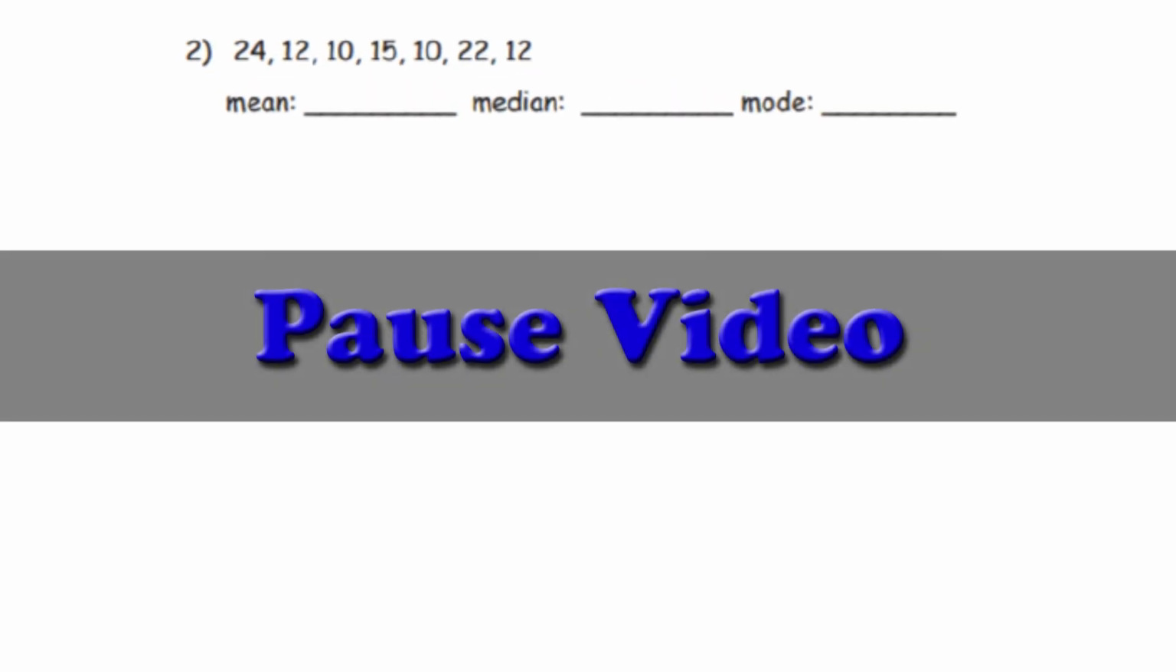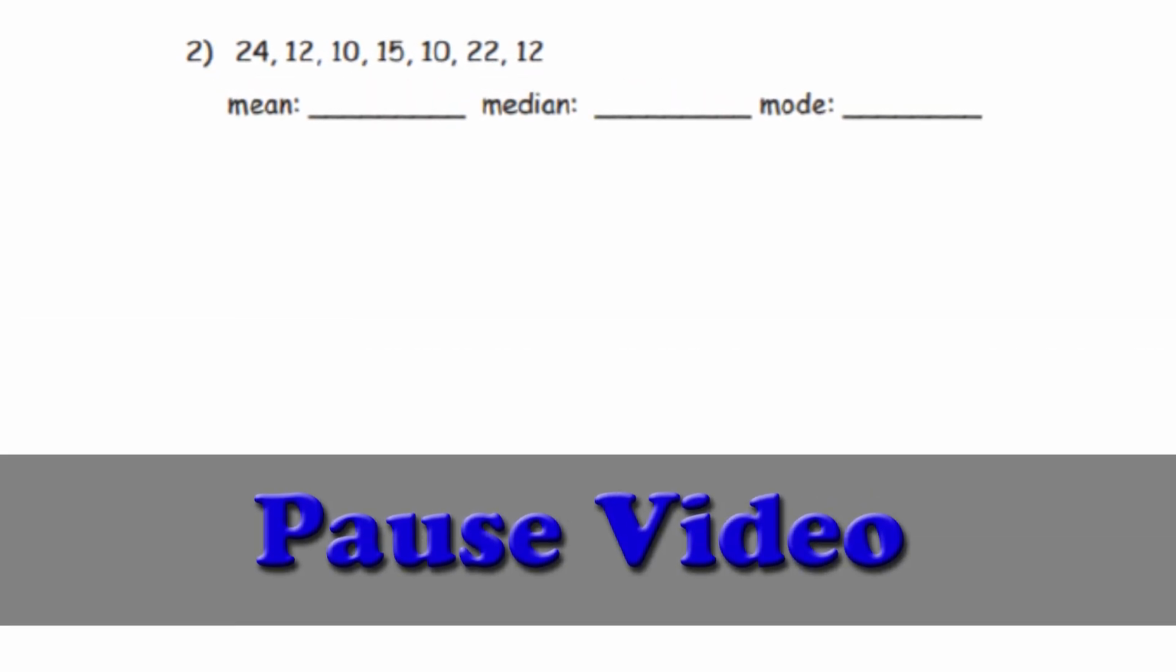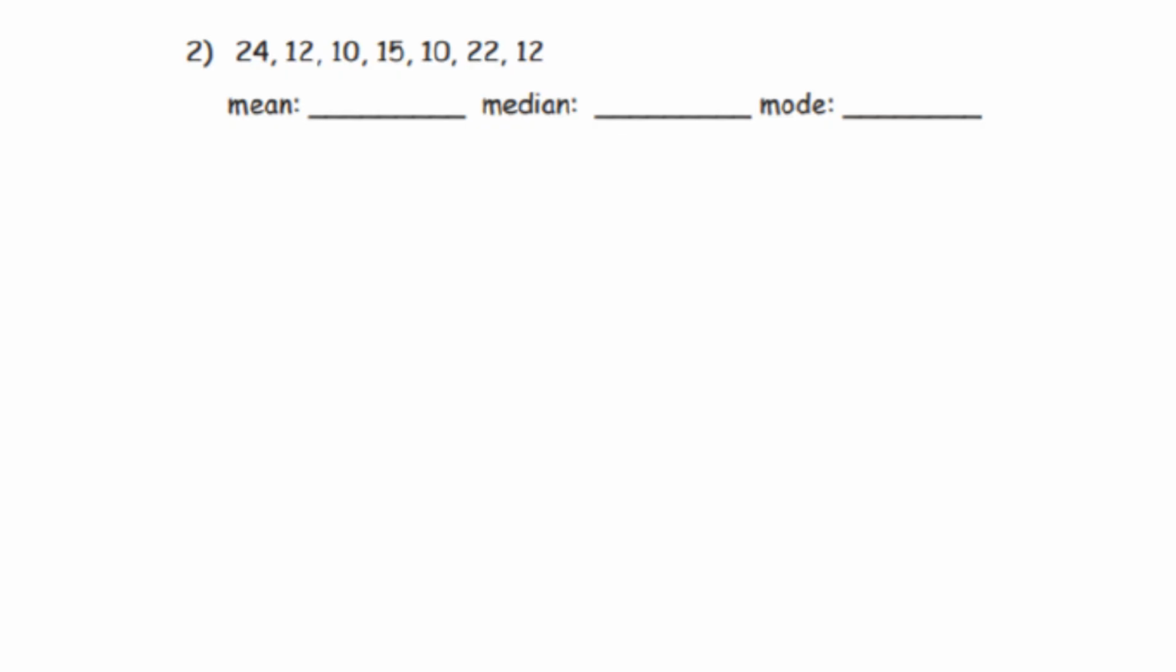Here's another data set. You can try this one on your own and then come back and look at the solution. It's a little bigger for you to see. We total them up and we've got 105 divided by 7. Dividing that out gives us 15, so the mean is 15.